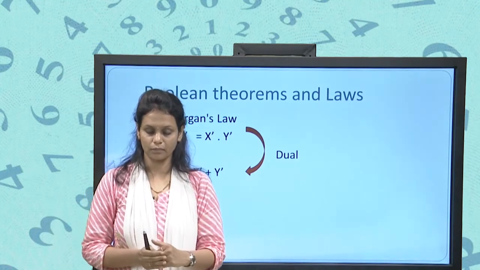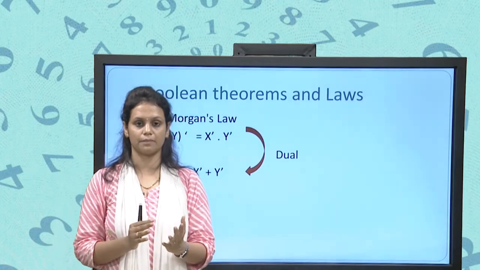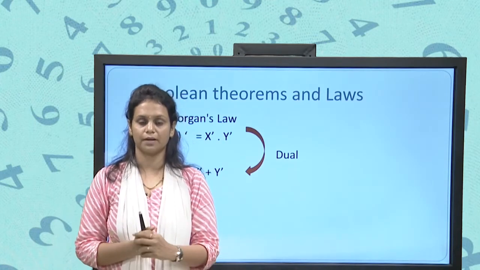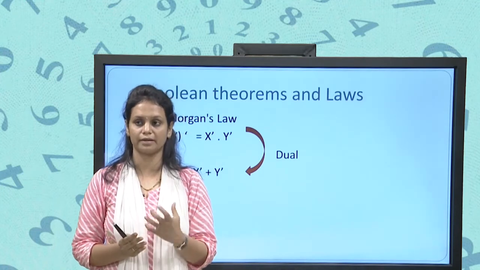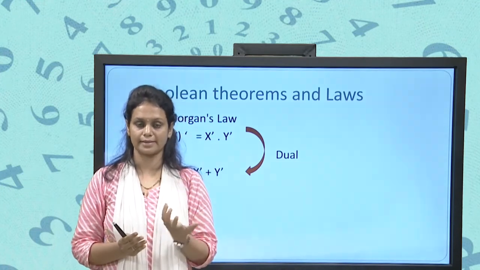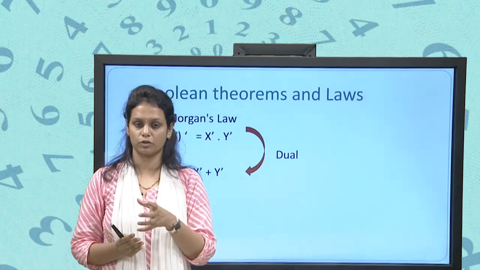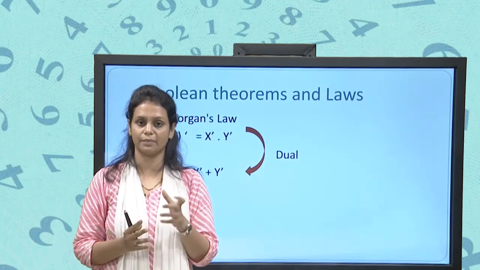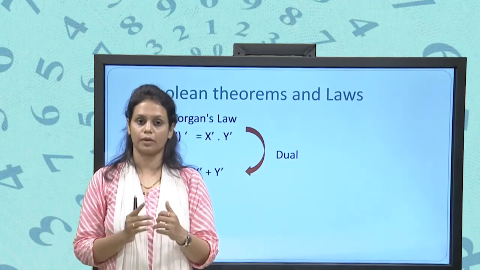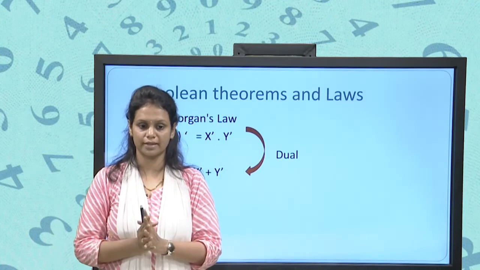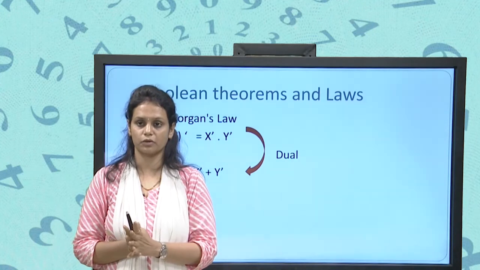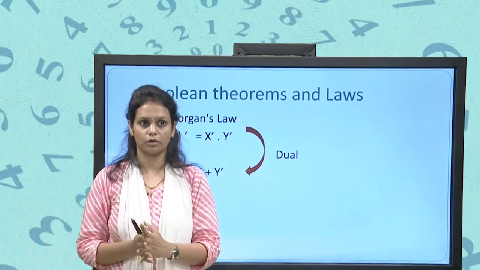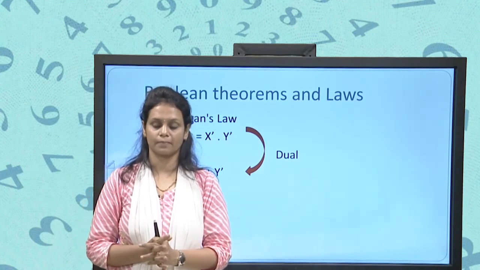What is the meaning of plus? Plus tries to find the highest element. Plus tries to find the highest element from x and 0. Which is the highest element? The highest element is x. So x plus 0 equals x in Boolean algebra. And what is the output of x dot 1?